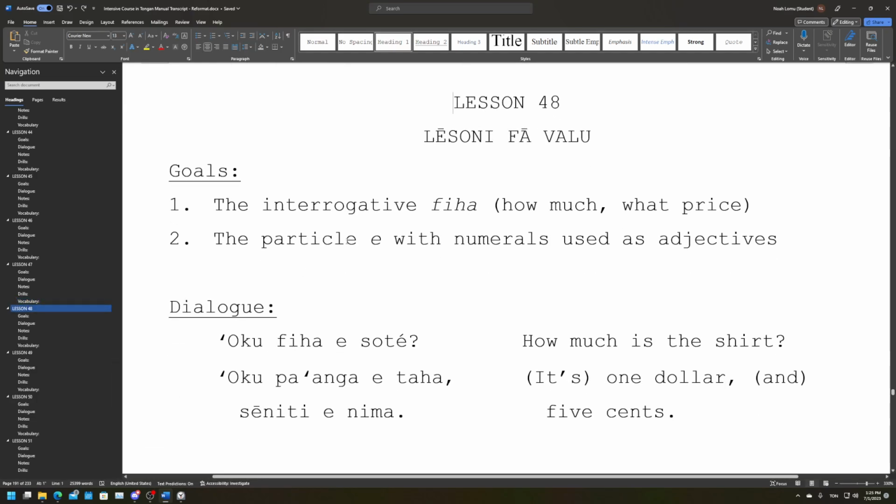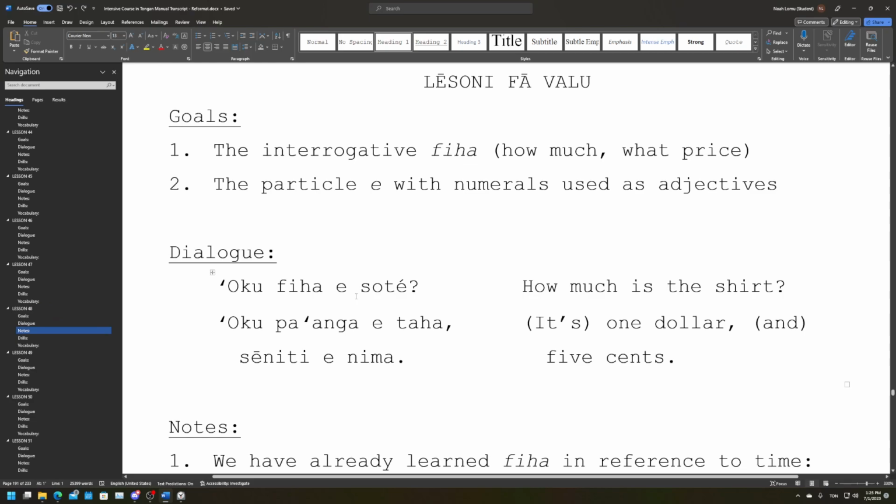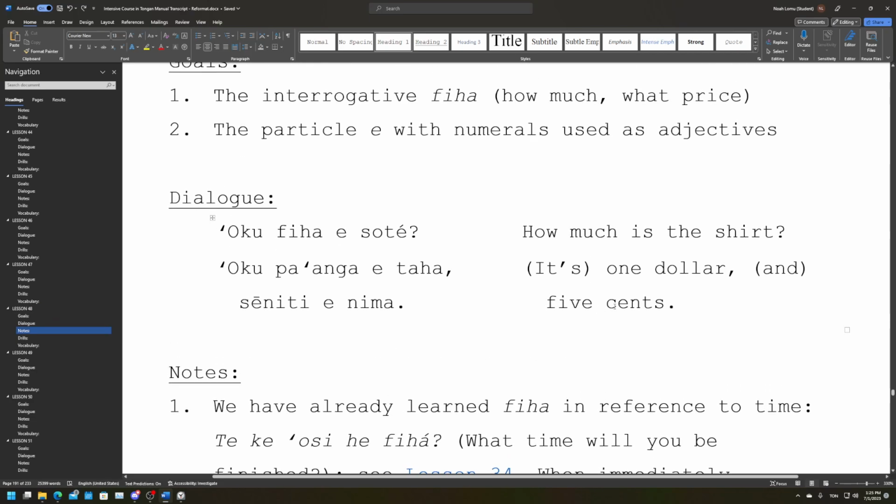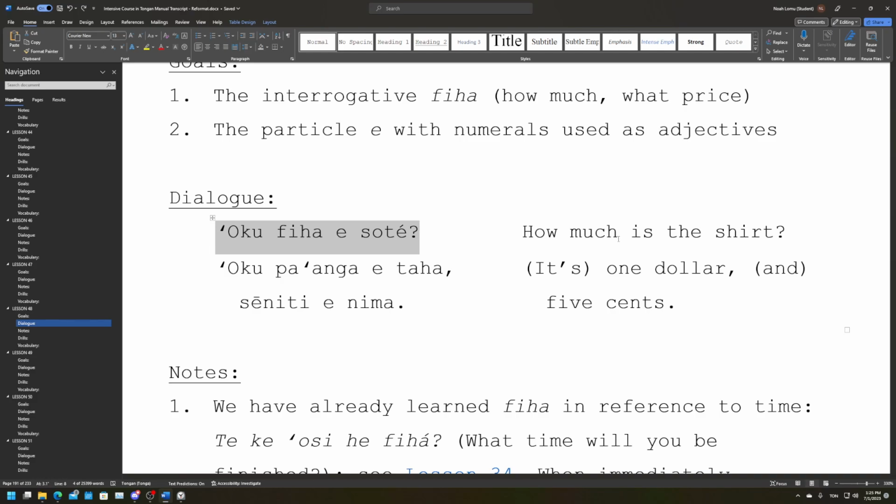So Sony Valu, we'll be looking at Fiha, which is how you talk about how much or what price something is, and we'll be looking at numbers as adjectives. So, Oku Fiha is sote. Oku banga e taha sinite nima.